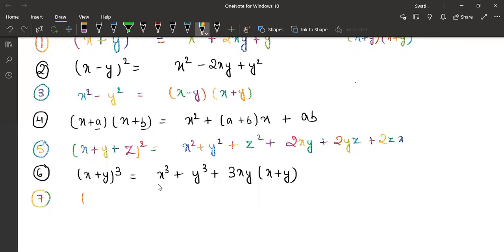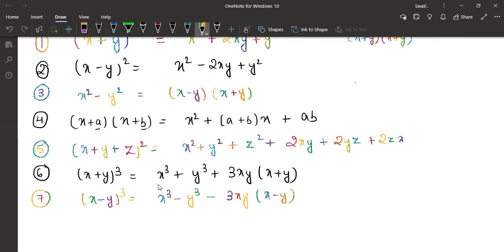Of course, I'm going to change the sign now. This will become x minus y whole cube, and it's nothing but the same formula with a minus sign. That's it. So x cube minus y cube minus 3xy multiplied by x minus y.